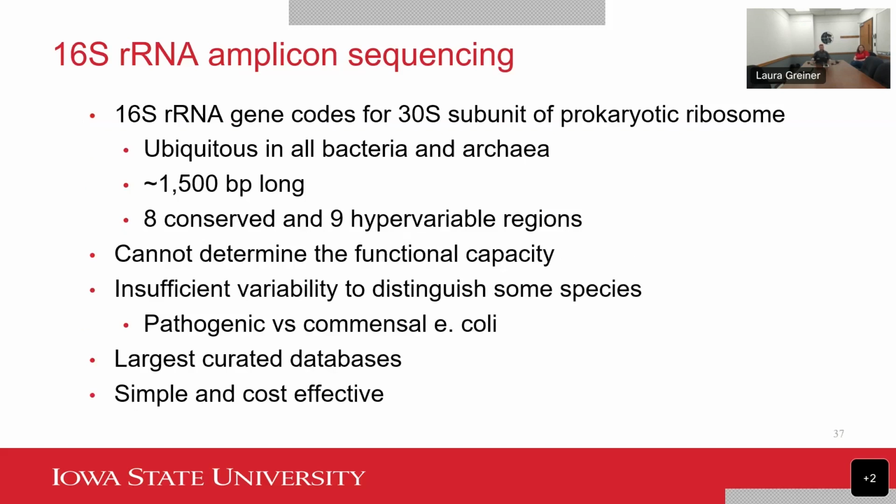So what is the 16S gene? It's a gene that codes for the 30S subunit of the bacterial ribosome. It's ubiquitous in all bacteria and archaea. It's about 1,500 base pairs long, and in that are 8 conserved and 9 hypervariable regions.